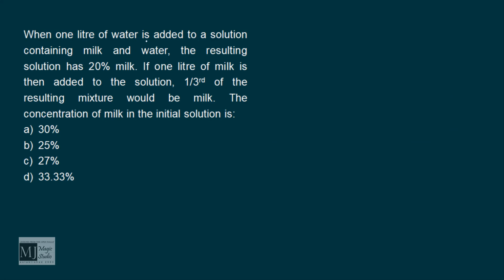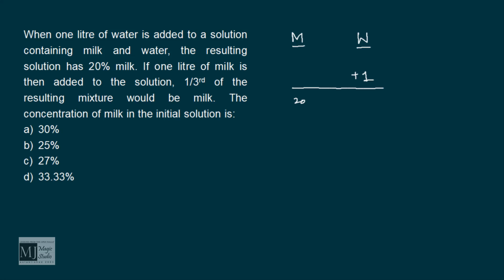When 1 liter of water is added to a solution containing milk and water. Okay. So we have milk and we have water already in the solution. And we are adding 1 liter to it. The resulting solution has 20% milk. Okay, once I have added 1 liter of water, the resulting solution will have 20% milk.